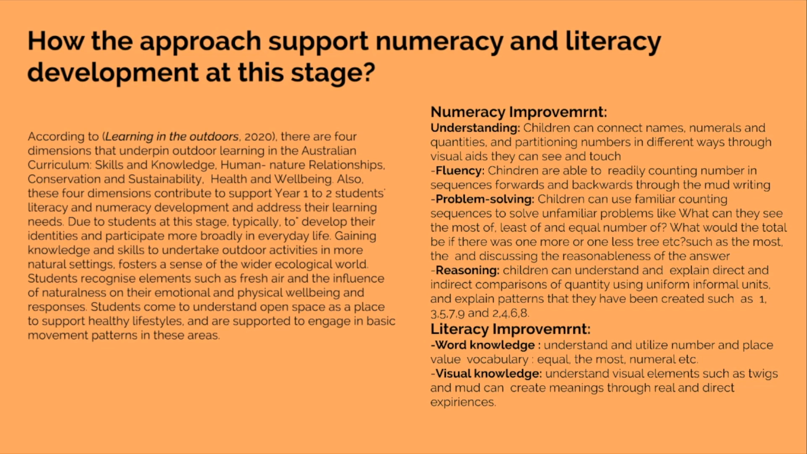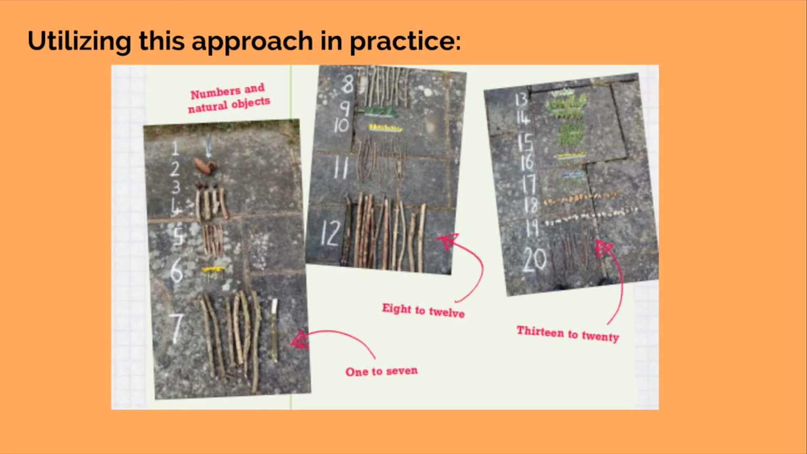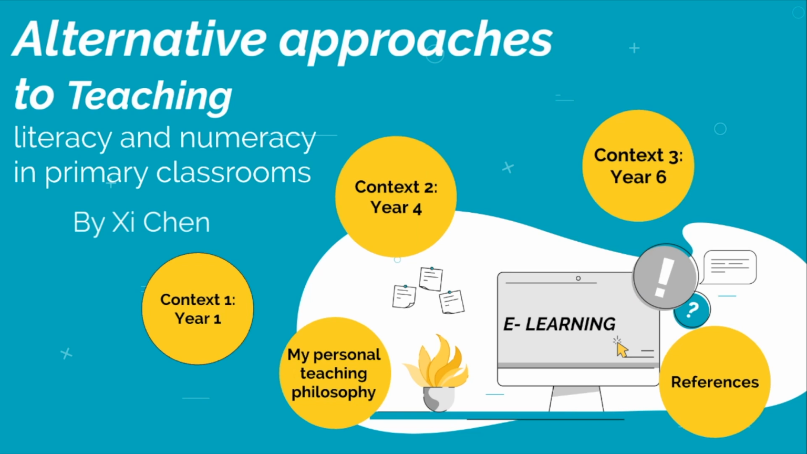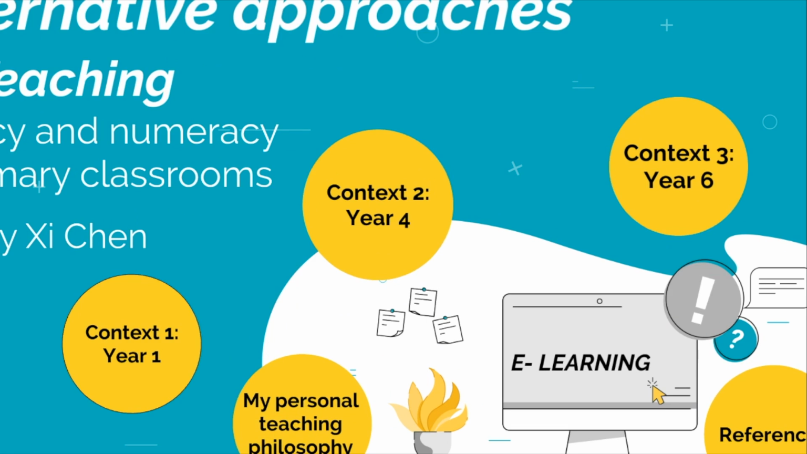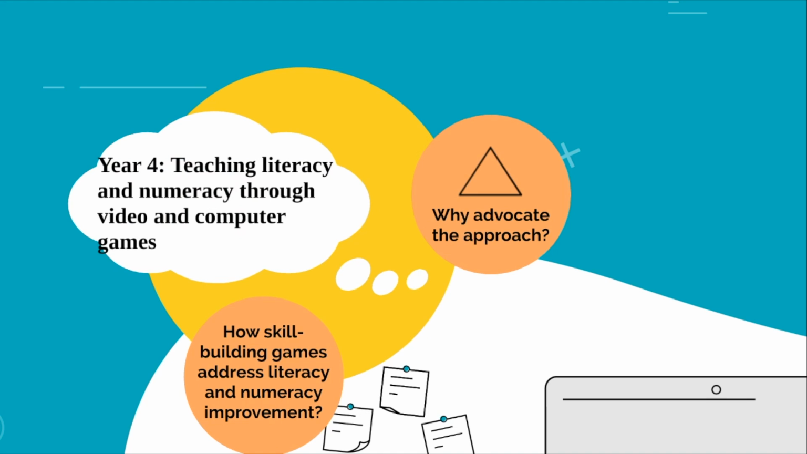For example, numeracy and literacy will get further developed in children at this stage through using this approach in the class. As you can see in this image, the teacher can make good use of natural resources to support number and place value learning. Okay, let's move on to Year 4 students. For this level, I'll focus on teaching literacy and numeracy through video and computer games.